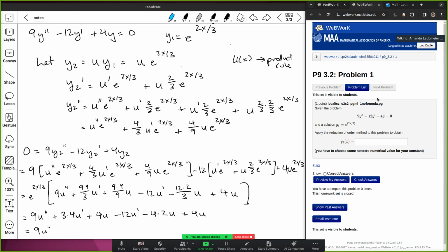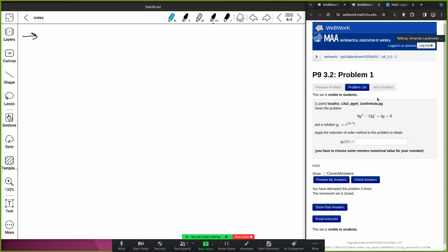We've got 9u double prime plus 3 times 4, 12u prime minus 12u prime. So in this case, that u prime is also going to go away, although it doesn't always have to. Plus 4 minus 8, so there was my 4, here's my minus 8, and then here's another plus 4u. And so both these terms go away. So I'm left with 0 is equal to 9u double prime.